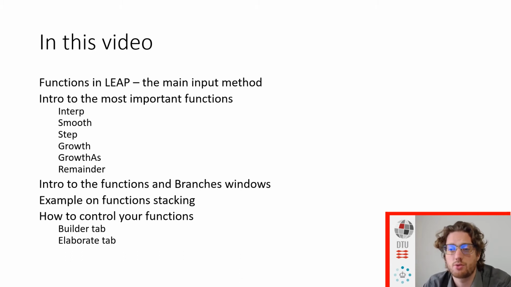We will have an intro to the functions and branches windows. Those are for using functions that you don't normally use, so you can find them. It's kind of a small database for that. We will have an example on function stacking, combining different functions, and we will also have a look into how to control your functions, and help you identify what is in your functions and how they work by using the Builder tab and the Elaborate tab.